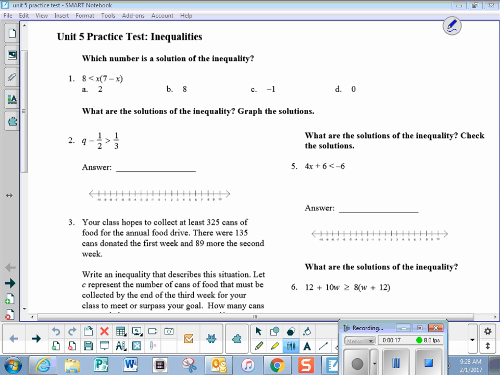All right. Number 1, some of you thought the answer was B, and those I corrected, but there's only one answer, and that's A, because when I plug in 2, I get 8 is less than 2 times 7 minus 2, which means 8 is less than 2 times 5, or 8 is less than 10, and that is true.